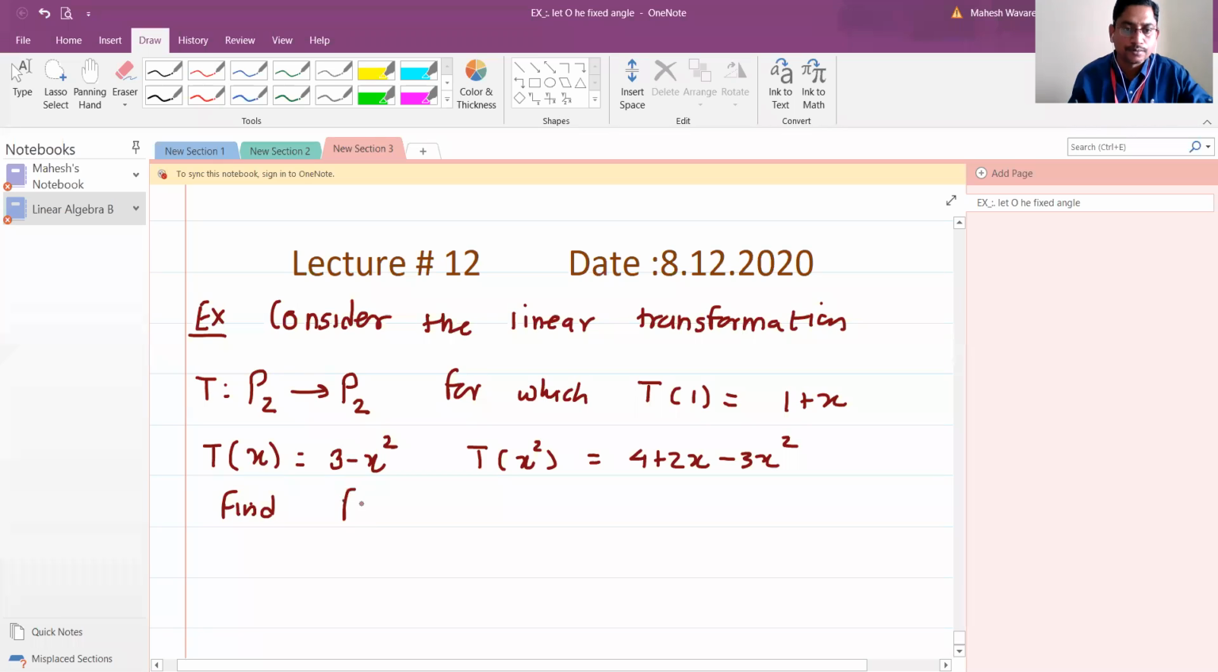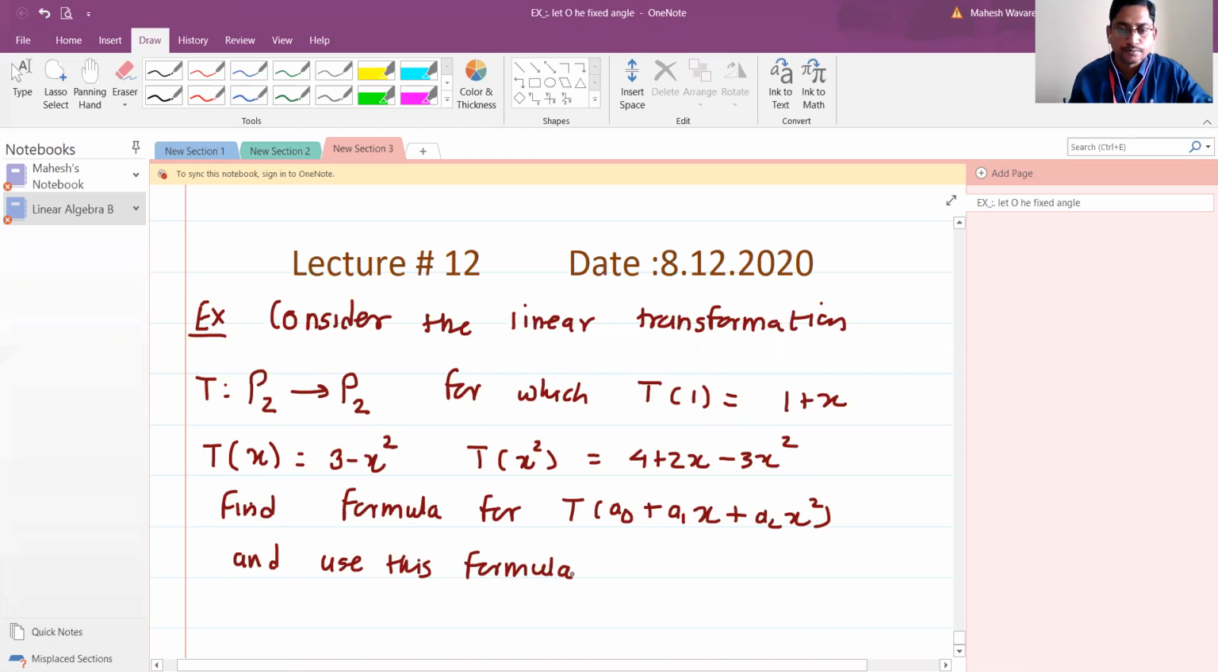Find the formula for T of a naught plus a1x plus a2x square and use this formula to find T of 2 minus 2x plus 3x square. Okay, you can read the example.